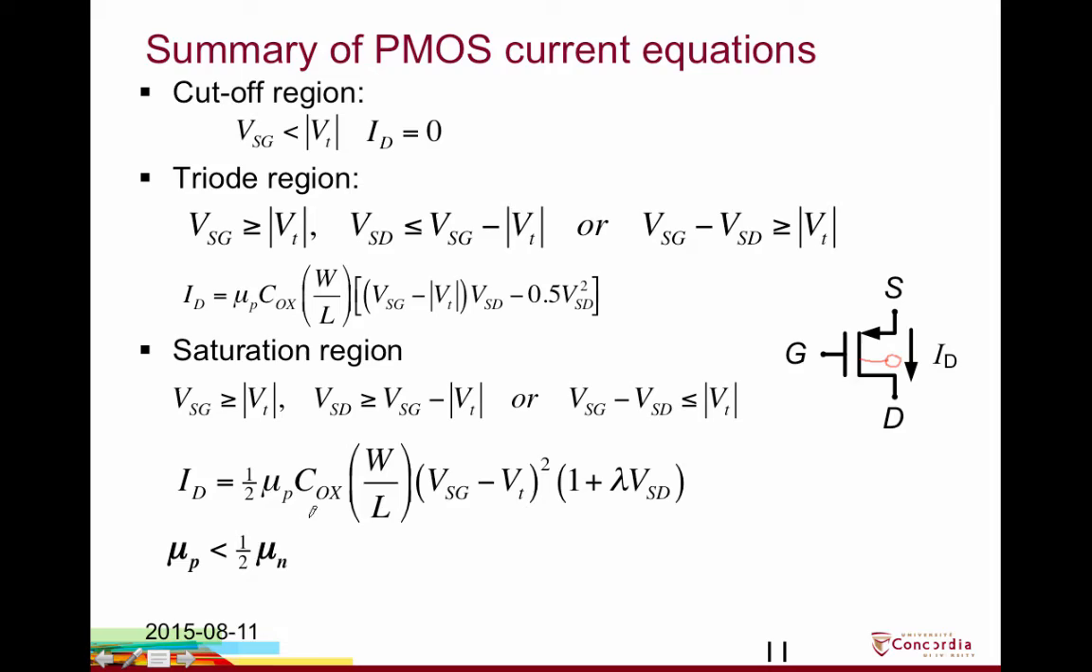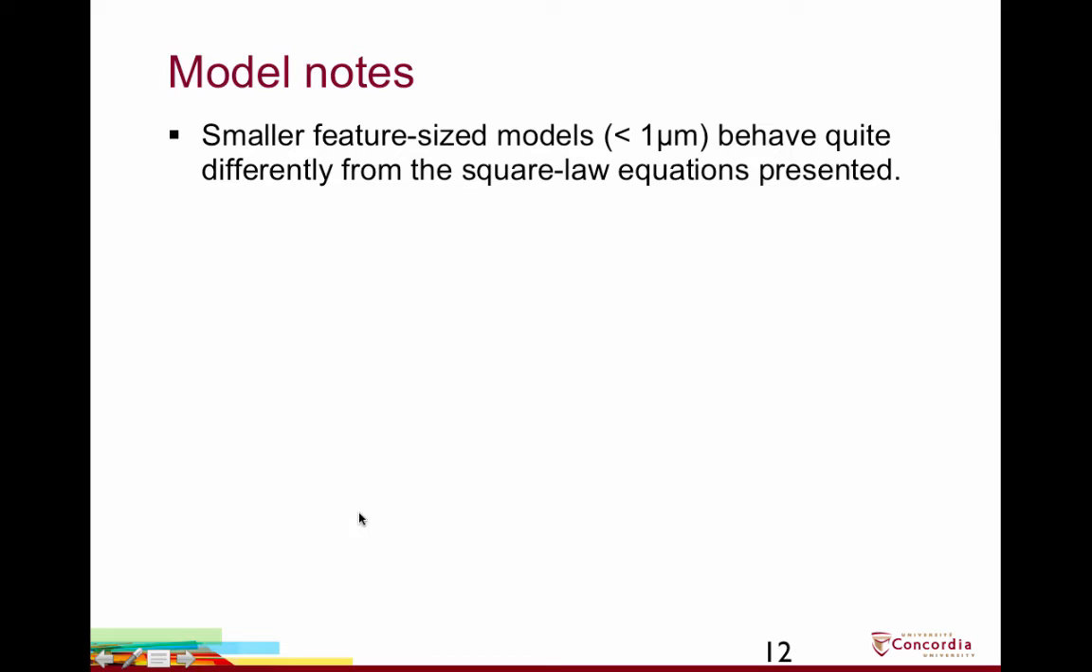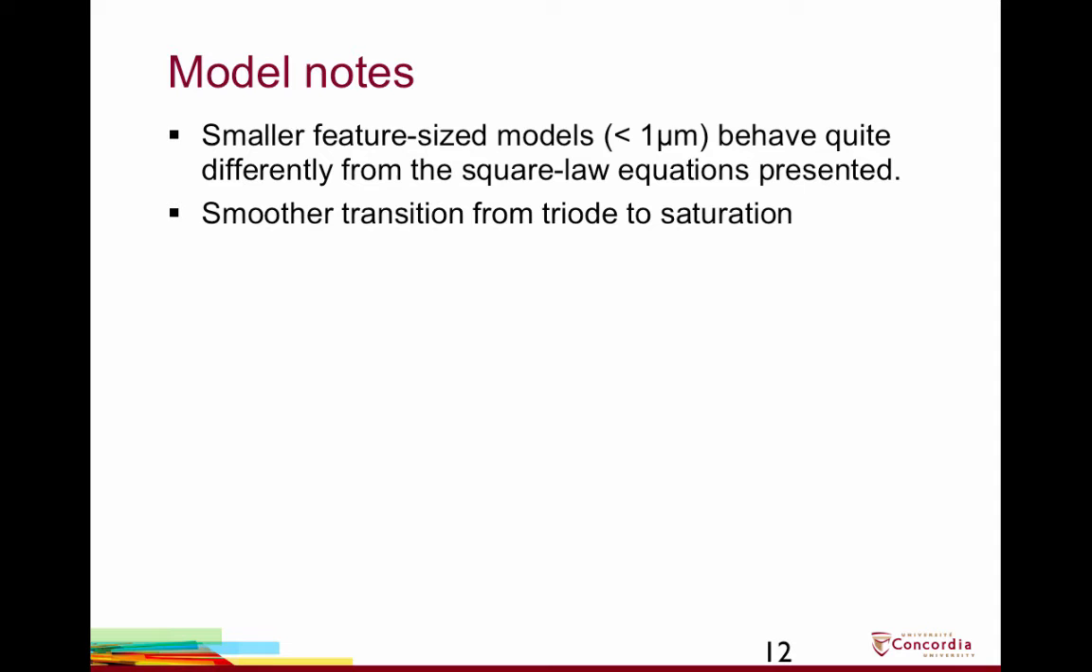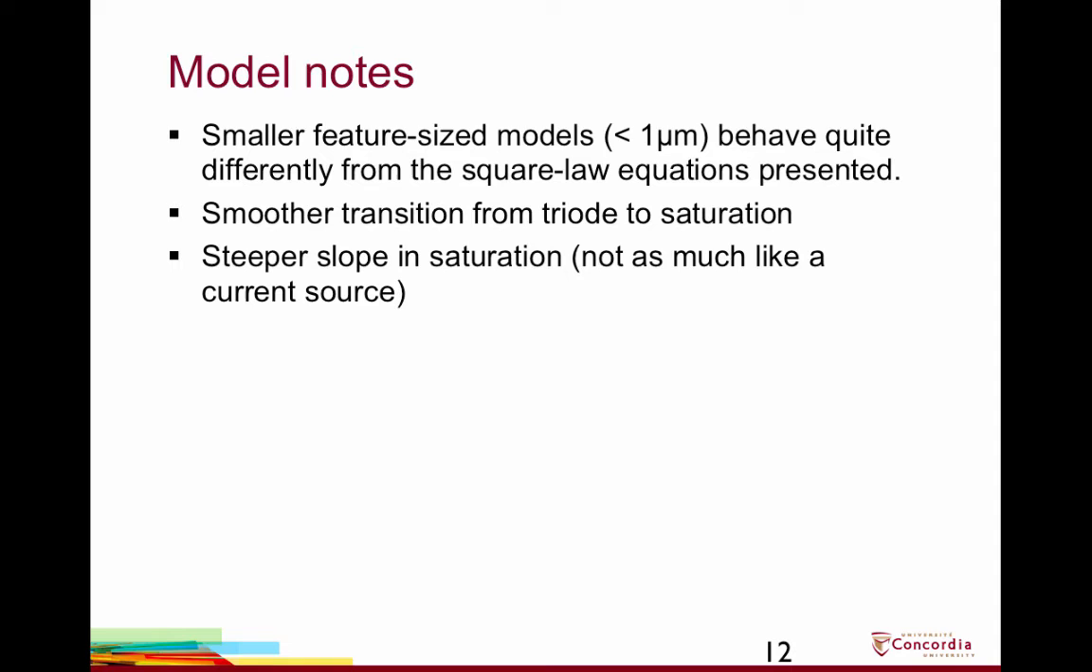Smaller feature size models, so less than 1 micron of channel length, are going to behave quite differently from the square law equations that we presented. As I mentioned earlier, the square law equations are still good to keep in the back of your mind, but it's important to bear in mind they're not accurate. They're capturing some of the qualitative effects. We may see a smoother transition from triode to saturation than the equations would otherwise suggest. We'll get a steeper slope in saturation, so it's not going to act as much like a current source. Another way of saying this is that lambda will get bigger as the length gets smaller.